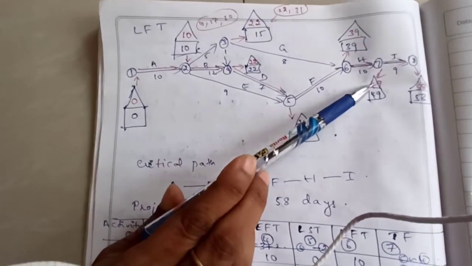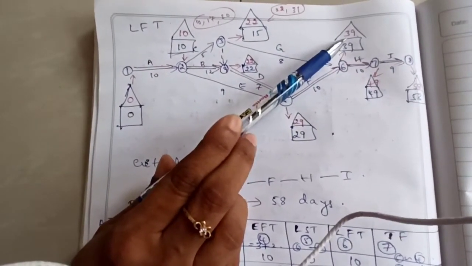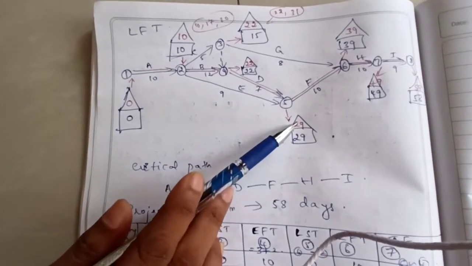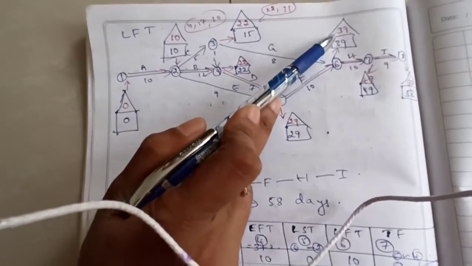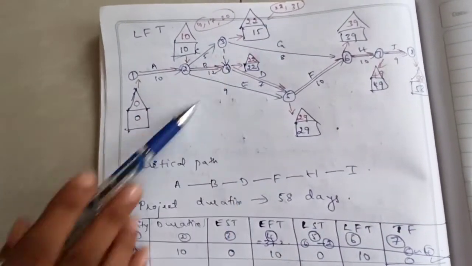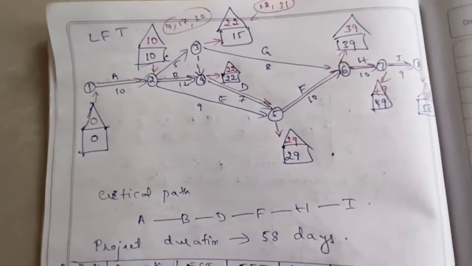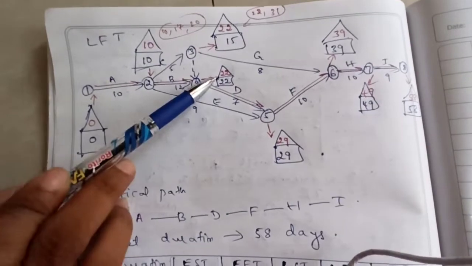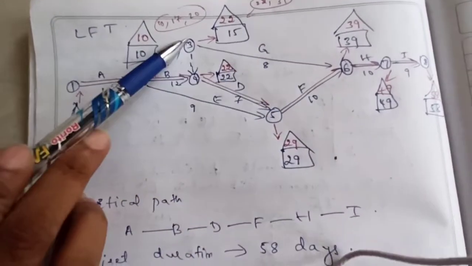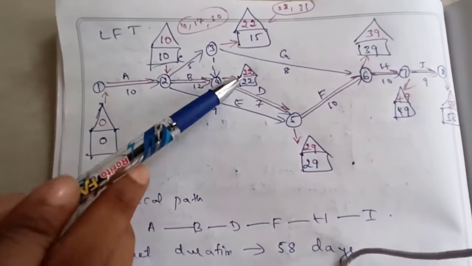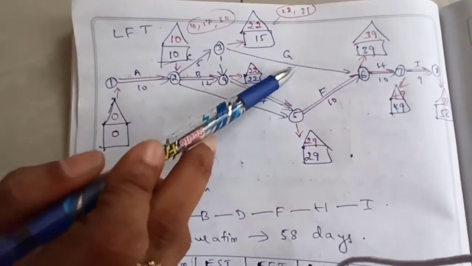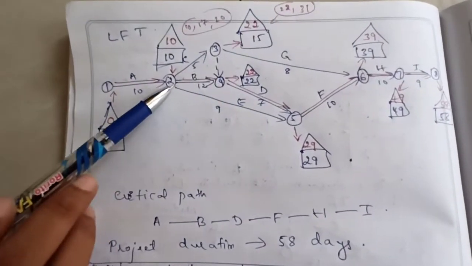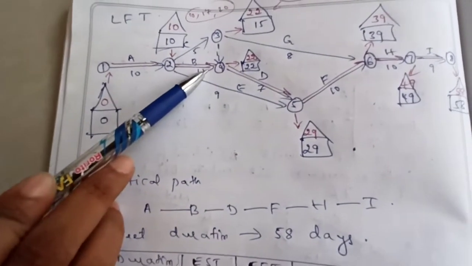For the sixth node, it is 49 minus 10, 39. And coming here, it is 39 minus 10, 29. Then at this point, it is 39 minus 8, 31, or 29 minus 7, 22. So we are coming in the reverse order. Here it may be 22 minus 0 or 39 minus 8. In this, whichever is minimum, that you have to take, that is 22. Then at this point it is 22 minus 12.